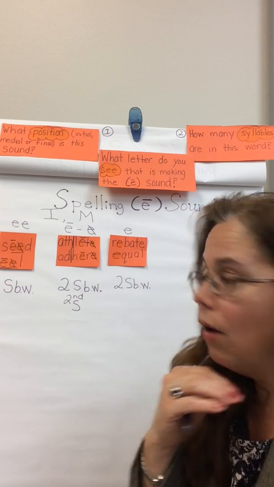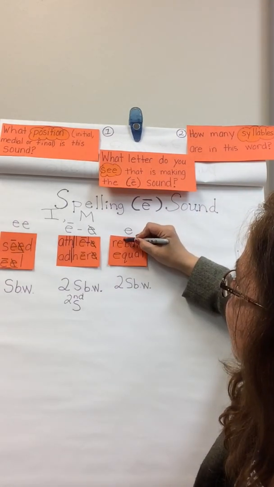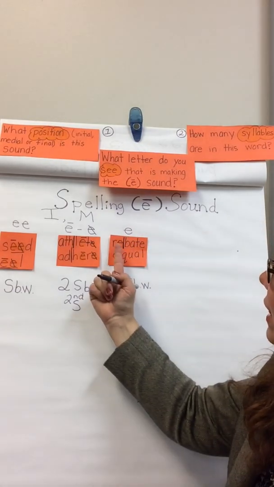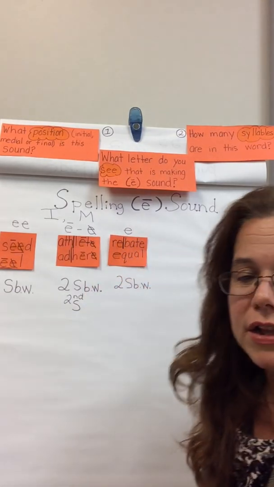Rebate. Oh, I heard the E sound right before that second syllable. So I'm dividing it right there. Rebate. Look at the next one.